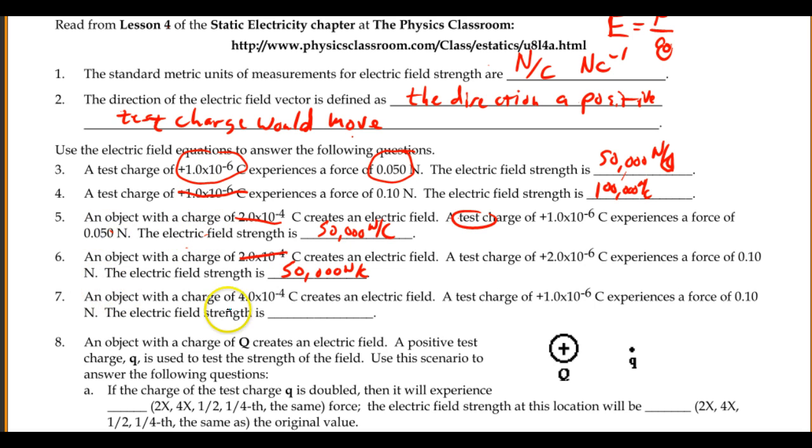This one, again, it's not about the charge that creates the field, it's about the test charge. So it's 0.1 newtons, and it's 1 times 10 to the minus 6 coulombs. We've been there before. That is the same values as in number 4, so we're back to 100,000 newtons per coulomb.